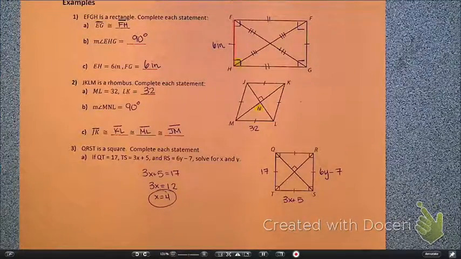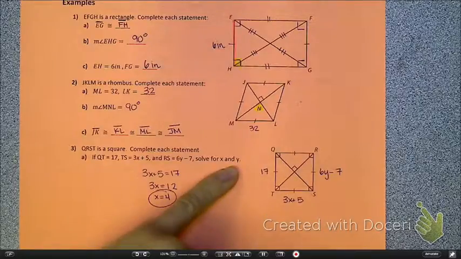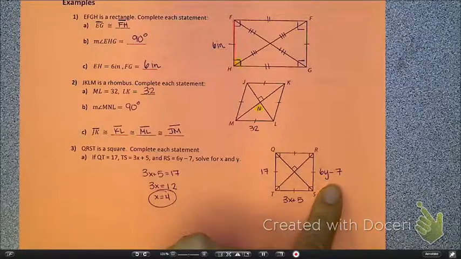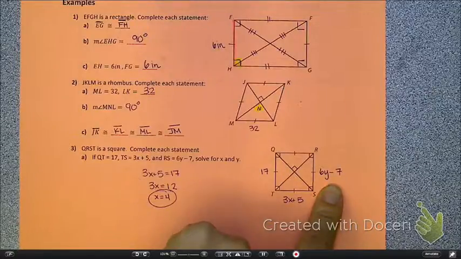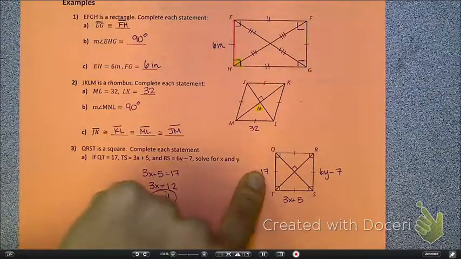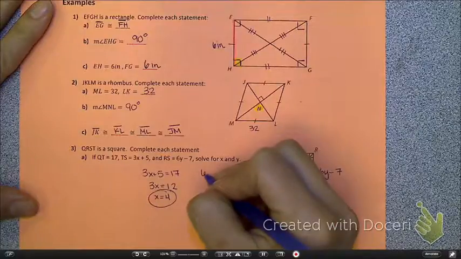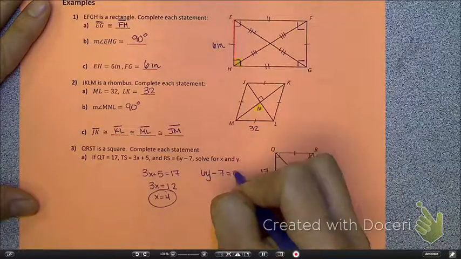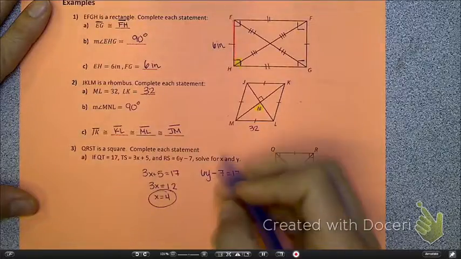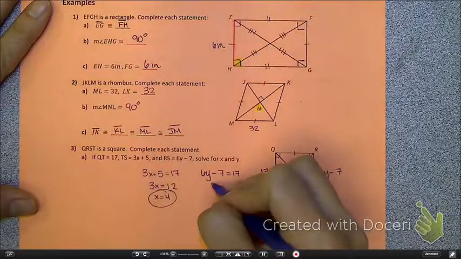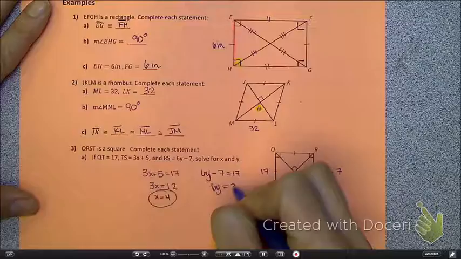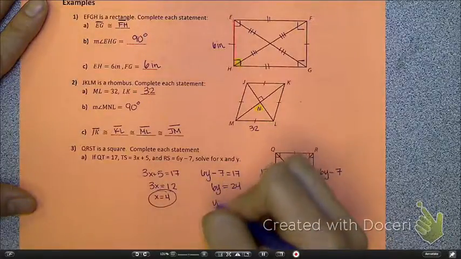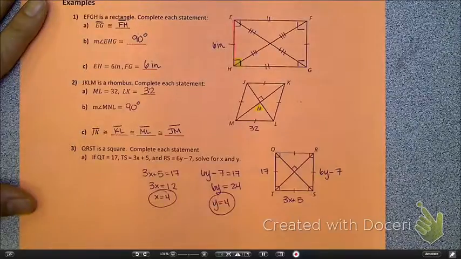Okay, now we found x, we still need to find y, so let's go ahead and set up this one, which has the y in it, this side, equal to a congruent side, so I could set it equal to this one. So I would get 6y minus 7 equals 17. Now I would go ahead and solve, so I would add 7 to both sides. I get 6y equals 24. And last I would divide by 6, so I get y equals 4. Okay?